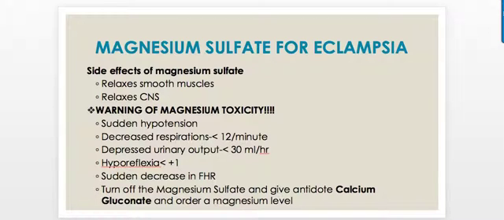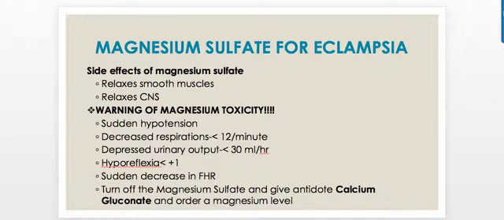Magnesium sulfate is a drug of choice in the prevention and treatment of seizure activities caused by severe preeclampsia or eclampsia, as it relaxes the central nervous system. It is administered intravenously. Initial loading dose of 4 to 6 grams is infused over 15 to 30 minutes. Mag sulfate relaxes the smooth muscles, so vital signs should be done at least every 15 to 30 minutes. In case of magnesium toxicity, you're going to watch for respiratory depression, decreased urine output, hypotension, hyporeflexia, and sudden decrease in the fetal heart rate.